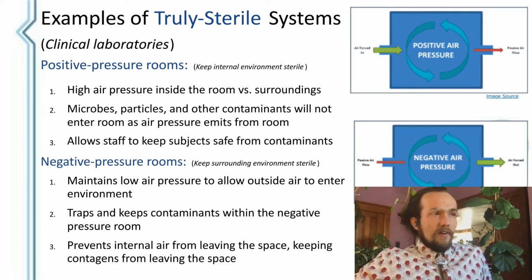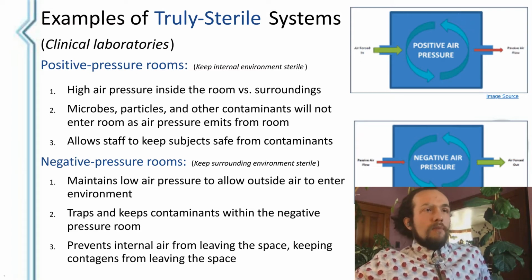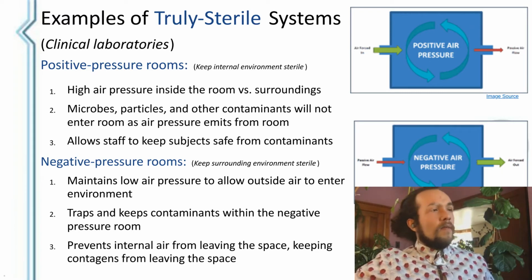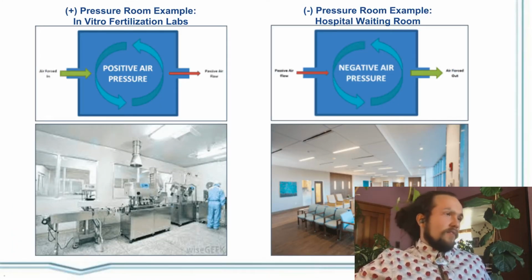On the contrary, negative pressure rooms keep surrounding environments sterile or free from contaminants. Negative pressure rooms maintain a really low air pressure to allow outside air to enter the room. This traps contaminants in the negative pressure room and prevents that internal air from leaving the space. We don't typically see these in cultivation systems, but just to emphasize how difficult sterility can be to achieve, we'll highlight two examples of positive and negative pressure rooms.